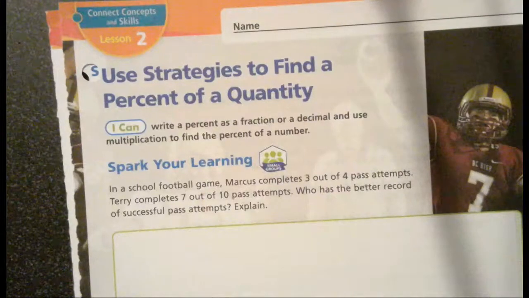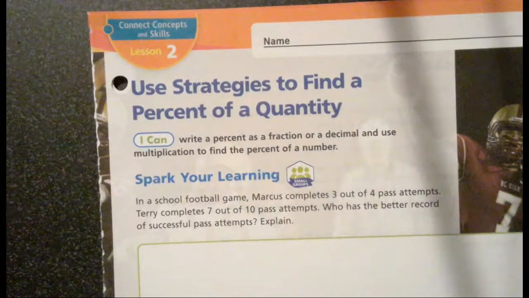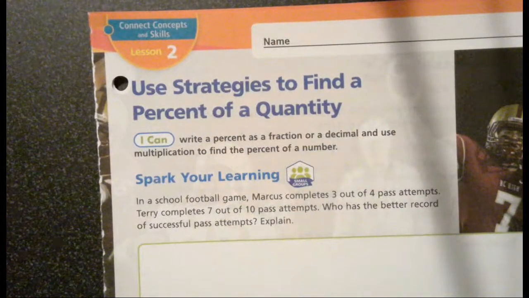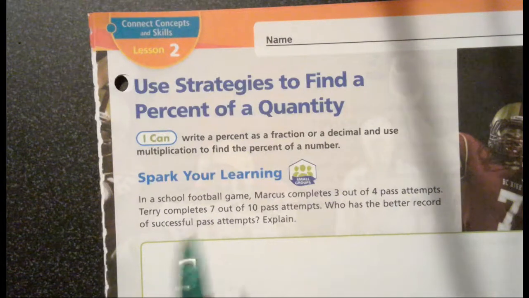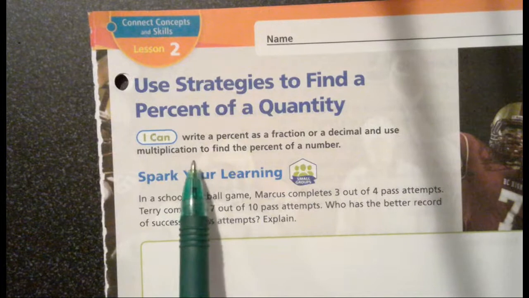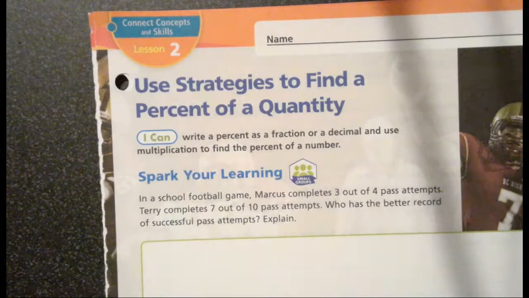Alright, 6th grade, we are going to get started with lesson 7.2, use strategies to find a percent of a quantity. Now here at the top of page 213, we have our I can statement. I can write a percent as a fraction or a decimal and use multiplication to find the percent of a number. So by the time we get done with this lesson, you should be able to do all of that.